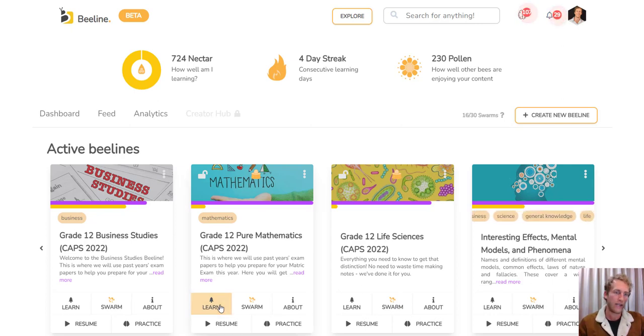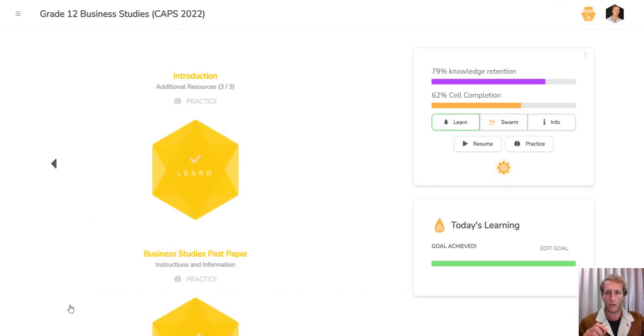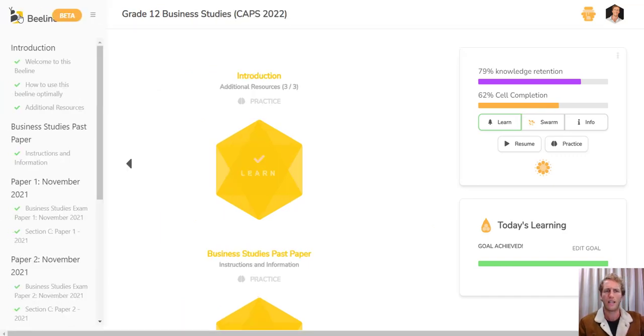If you've done that already, I'm going to jump straight in and give you some tips and tricks on how to make the most use of this specific Beeline, because each beeline is built slightly differently. This one mainly focuses on past papers, rather than being full of content like the pure maths beeline or the biology beeline.